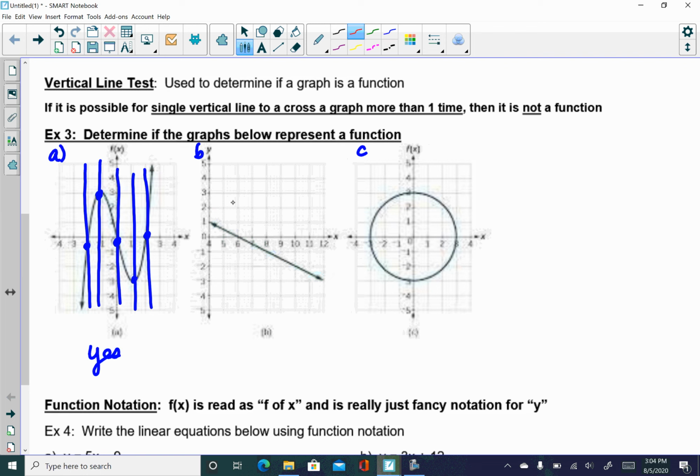Likewise, when I come over here to the next graph, if I draw my line right there, I cross here. If I draw my line right there, I just cross at one point. Every time I draw a vertical line, I only cross at one point, so yes, that's a function.